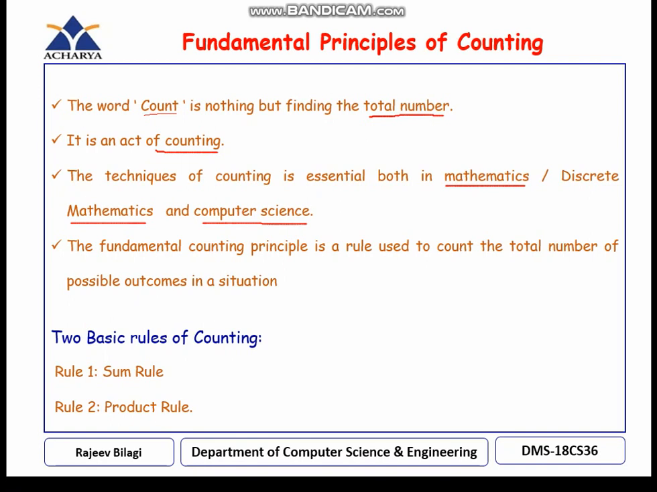So this fundamental counting principle is a particular rule which is used to count the total number of possible outcomes in a particular situation. So we are going to discuss some of the counting principles in discrete mathematics. Basically there are two different ways to count any numbers. Quite generally used are the sum rule and the product rule.